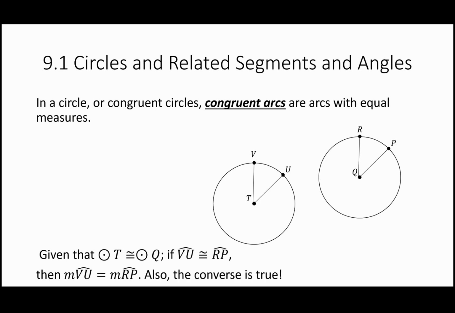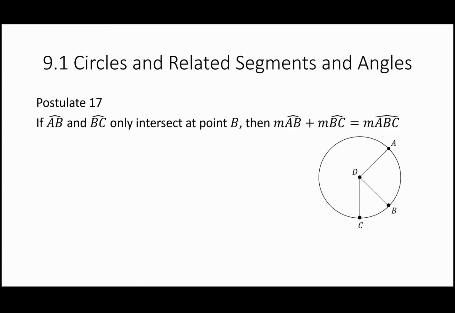And of course the converse is true. That's always going to be the case for any defined terms, right? So if you are starting off with arcs being equal in measure, then you could say that they're congruent. That's what is meant to say that the converse is true. Okay, moving on. Postulate 17.